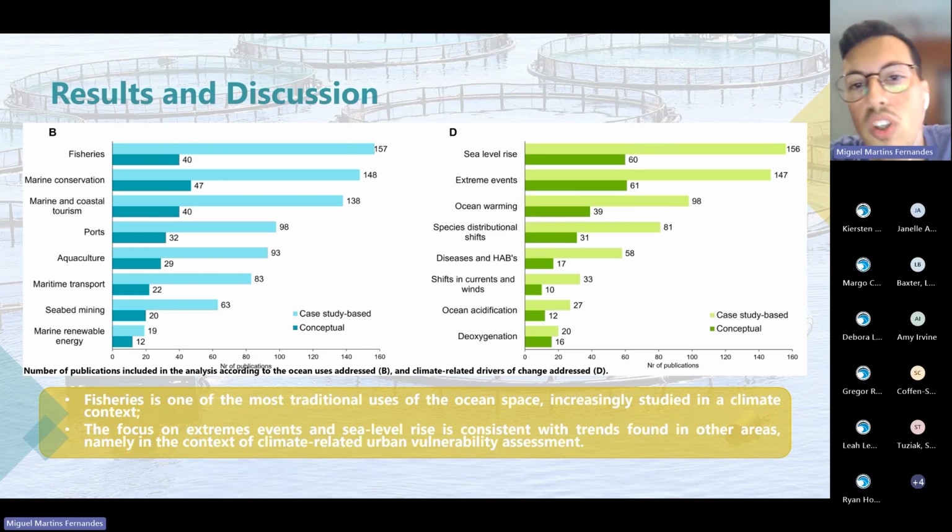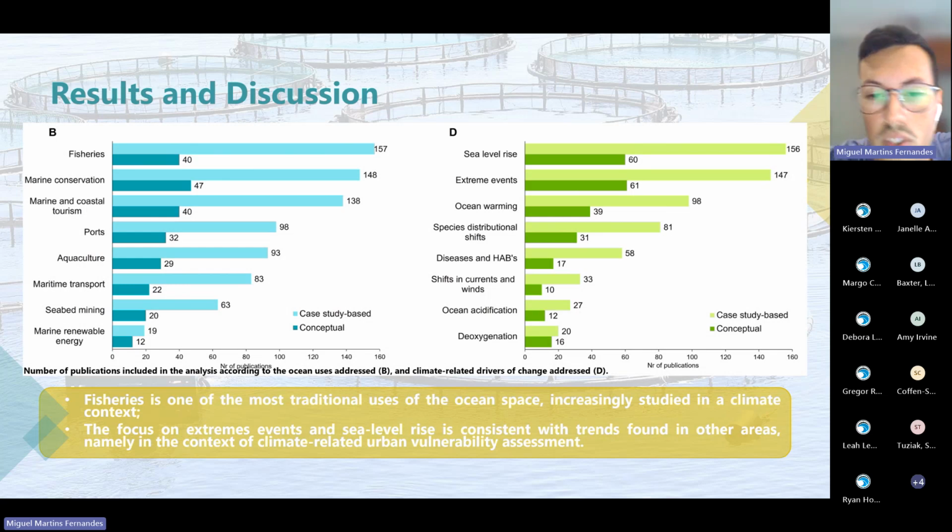Then moving on to the climate-related drivers of change, we can also see that extreme events and sea level rise are among the most referred, and this is also again because most of the human population settles in coastal areas, so these drivers are very important, and there is knowledge also in, for example, urban assessments, given the risk of the increasing frequency of extreme events and also sea level rise.